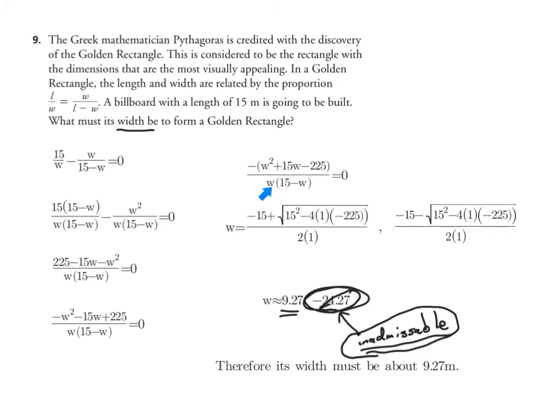Well, the only things that make the bottom 0 are 15 or 0. So as long as we didn't get 15 or 0, we were okay. So this is a correct answer.